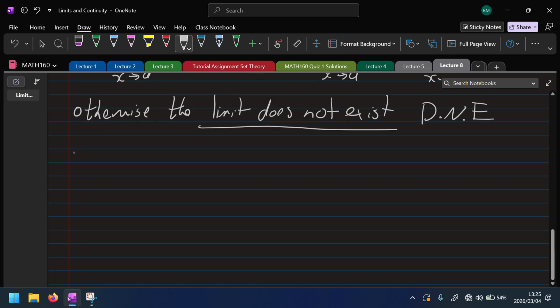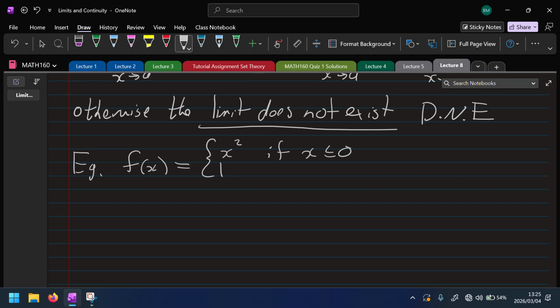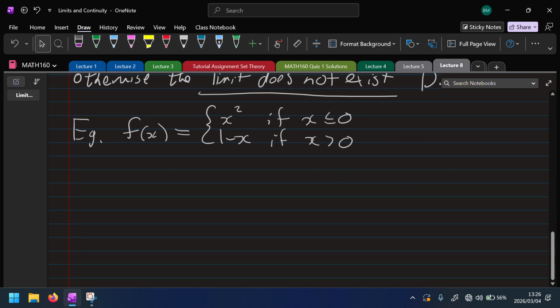Okay, example. Let's say we have the following function, f of x is equal to x squared if x is less than or equal to 0, otherwise it's 1 minus x if x is greater than 0. So we have a piecewise function, we have the split domain, negative values and 0, and then all of the positive values. You should have done plenty of this in the tutorial on functions. Yeah, right, sketching it, finding values, all of that. That was in the previous tutorial.